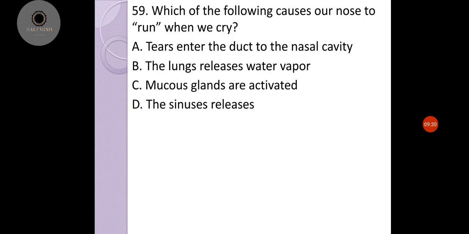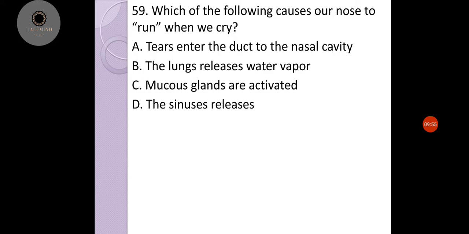59. Which of the following causes our nose to run when we cry? Is it A, tears enter the duct to the nasal cavity? B, the lungs release water vapor? C, mucous glands are activated? And D, sinuses release. So ano ba yung ibig sabihin that our nose runs?